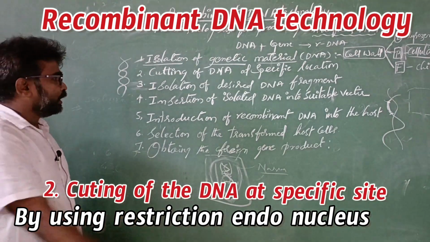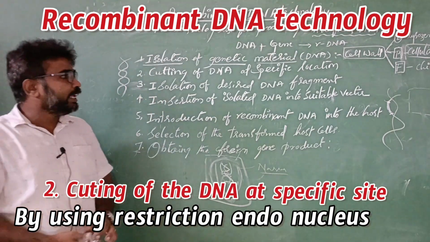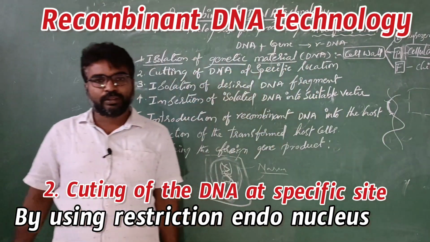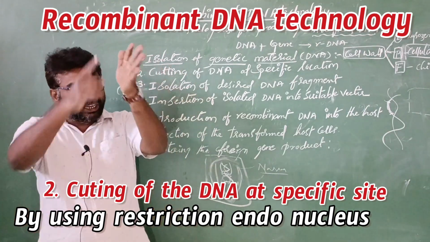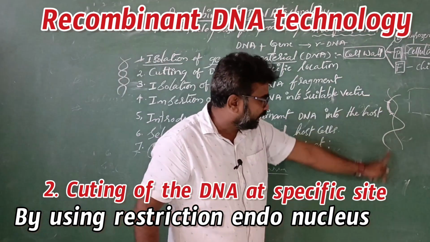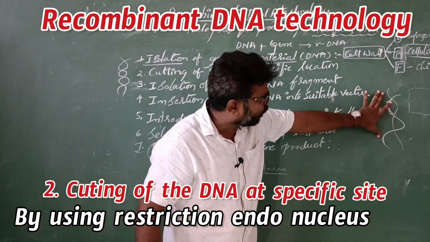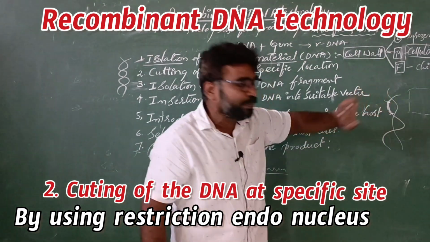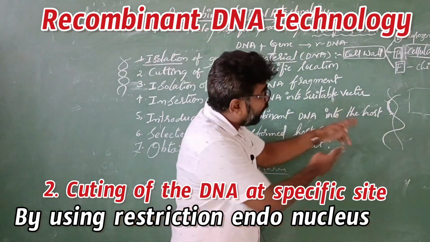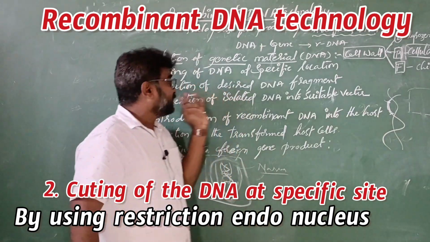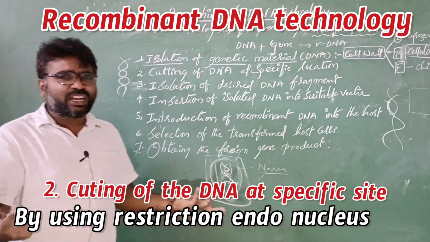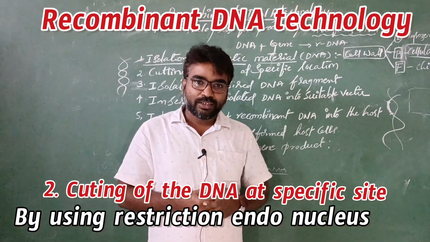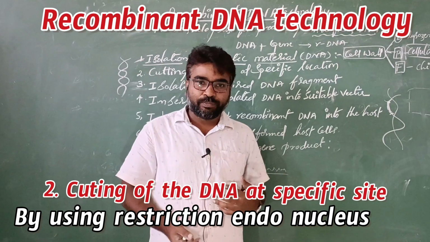let us enter into the second step, that is cutting of the DNA at a specific location. Now we have DNA. Look here, this is the DNA. But we don't need this total DNA. We require only a particular segment. For that, we have to cut the DNA. That is the second step. How can we cut the DNA? By scissors? No, we cannot cut.